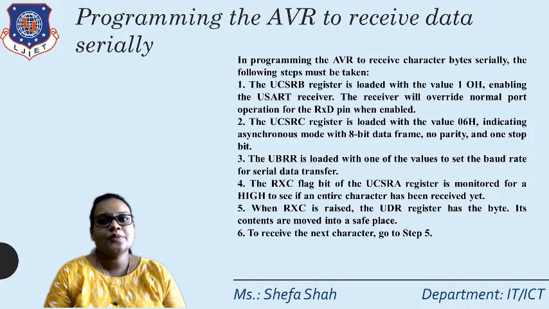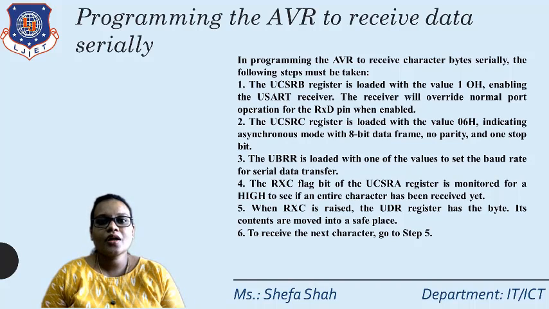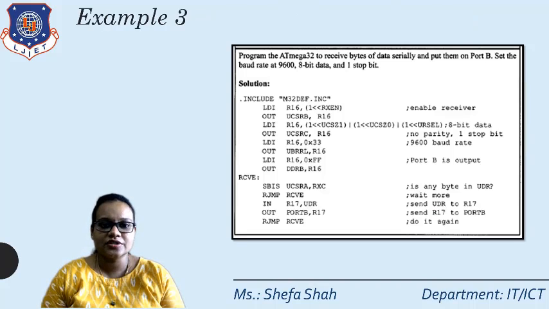So instead of the UDRE bit, here we check the RxC bit of the UCSRA register. Whenever it is complete, the particular data will be read from the UDR register using the in instruction. For a continuous string, we continue with the steps from step 4, step 5 and step 6. So these are the various steps for receiving data serially. Now, based on this, we will see the next example to receive data.